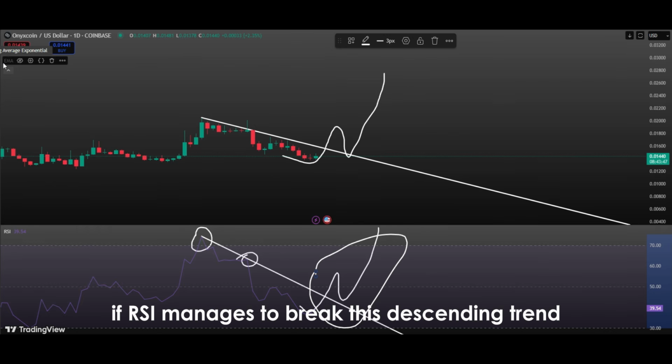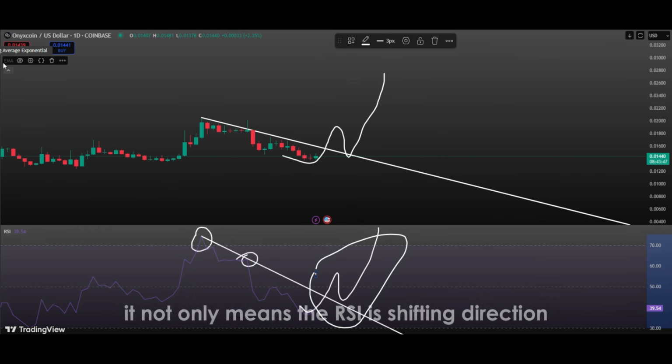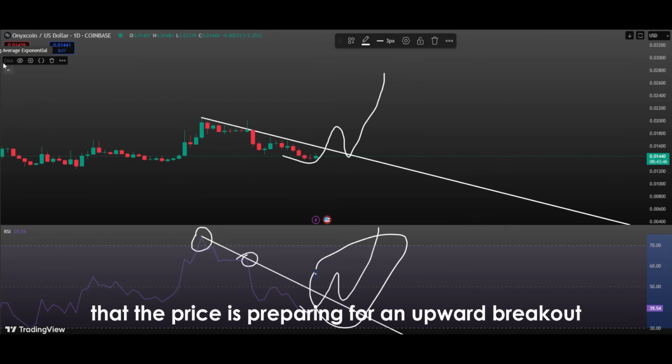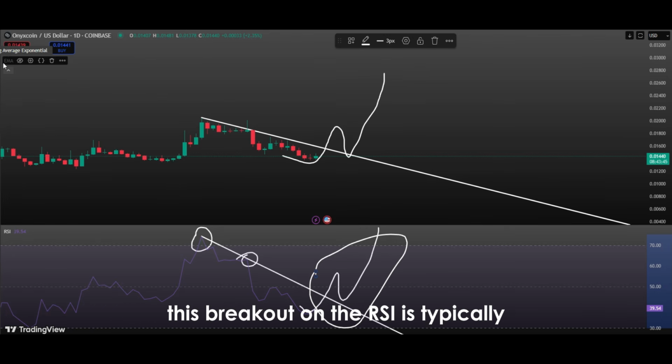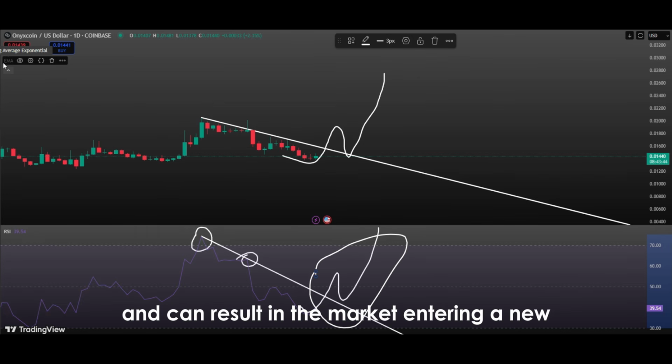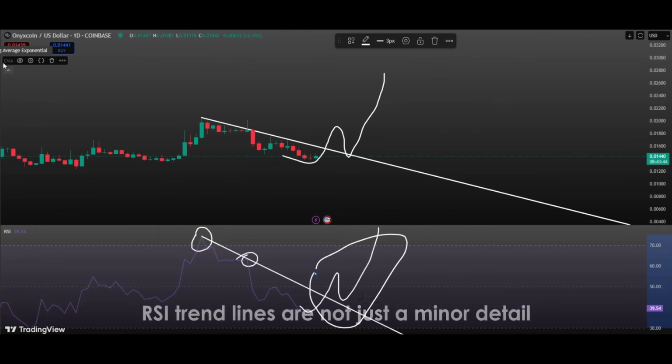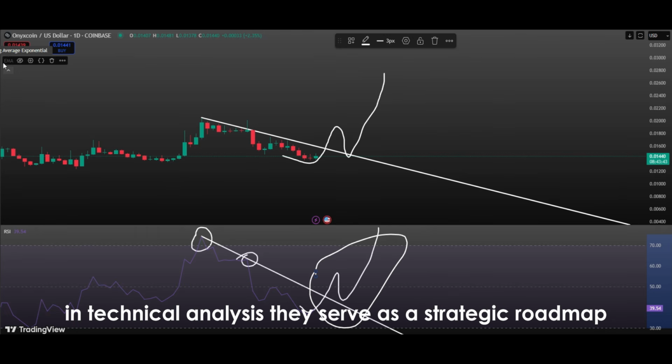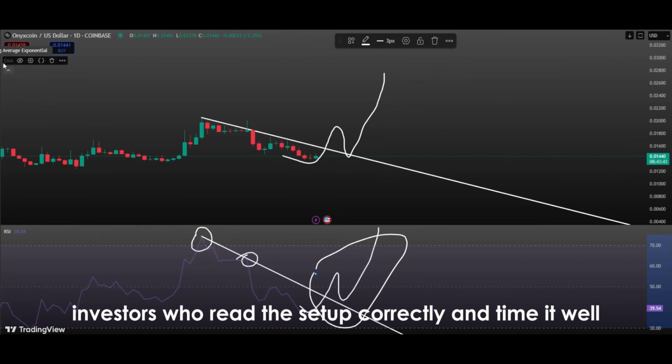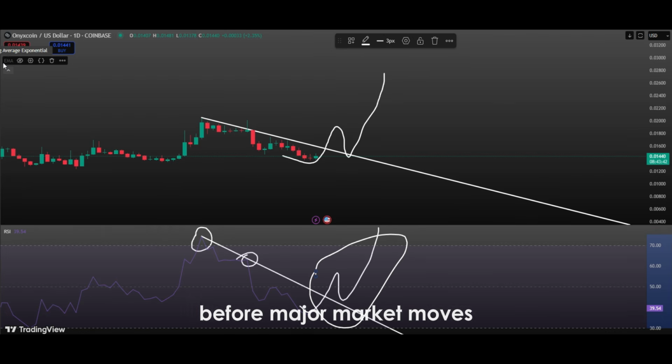If RSI manages to break this descending trend, it not only means the RSI is shifting direction, but also signals that the price is preparing for an upward breakout. This breakout on the RSI is typically interpreted as a strong buy signal and can result in the market entering a new bullish wave. Therefore, RSI trend lines are not just a minor detail in technical analysis, they serve as a strategic roadmap. Investors who read this setup correctly and time it well often have the opportunity to enter positions before major market moves and gain significant profits. If RSI rises, the price will rise.